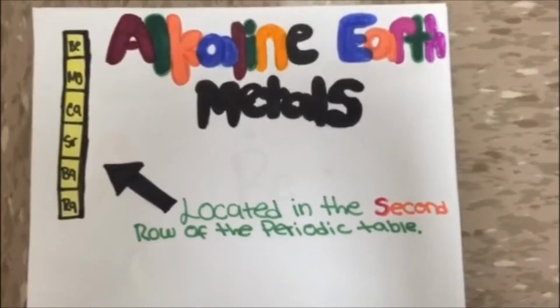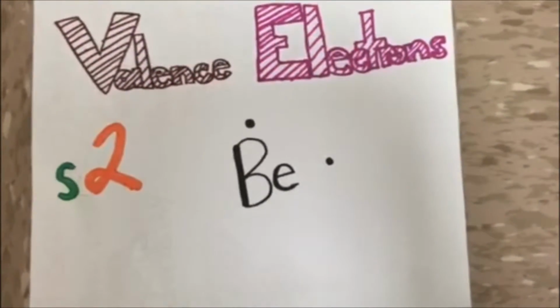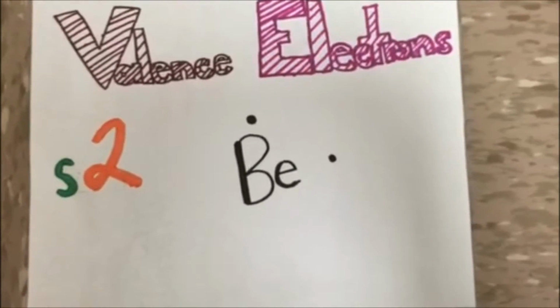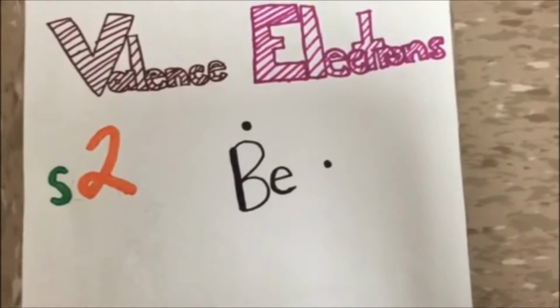Hey guys, today we're going to be learning about the alkaline earth metals, which are located in the second row of the periodic table. All of the alkaline earth metals have two valence electrons. We also showed you an electron dot diagram.